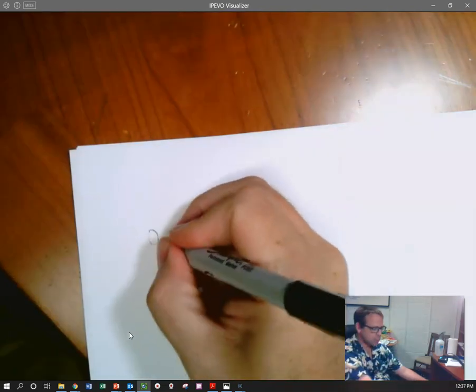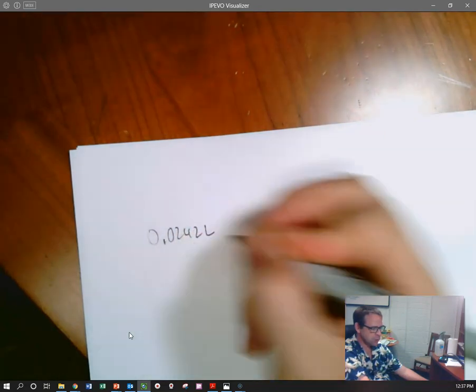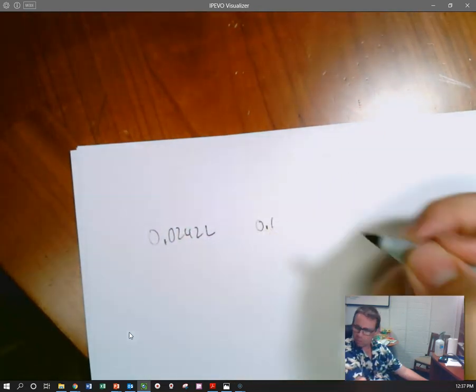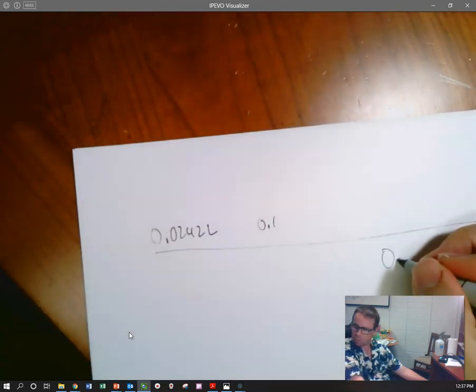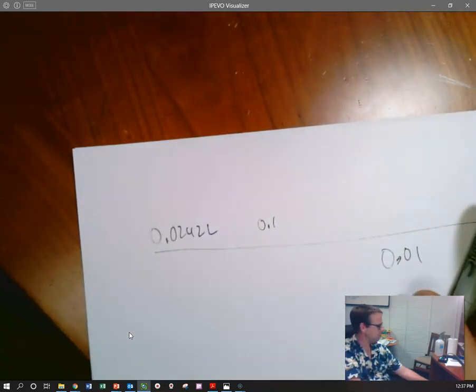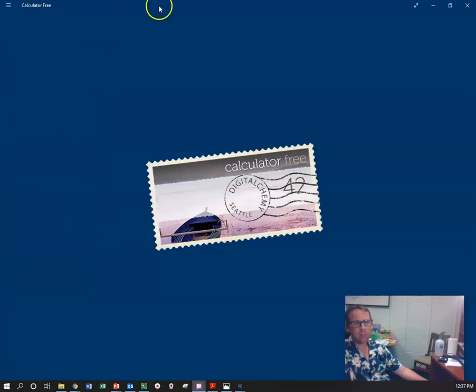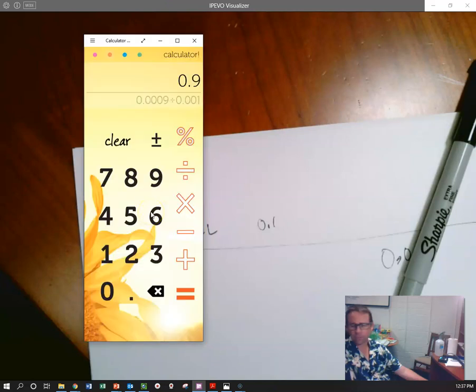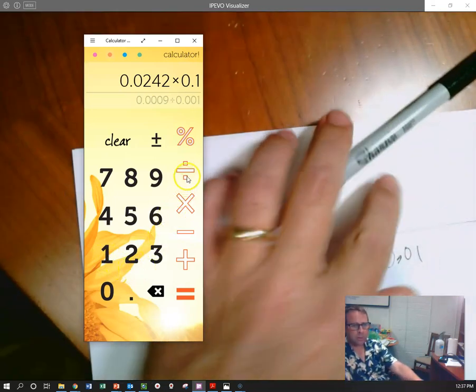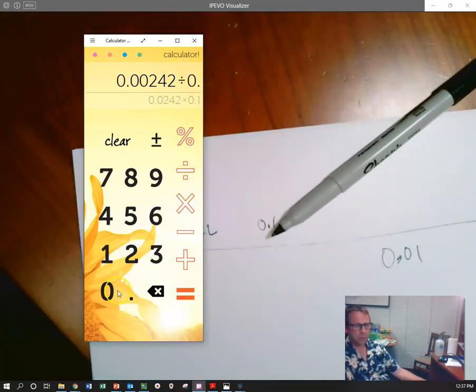So we got 0.0242 liters times 0.1 molar divided by our 0.01. Yeah, I got 242 still. Let me see, get my calculator up here. All right. 0.0242 times 0.1 divided by 0.01.